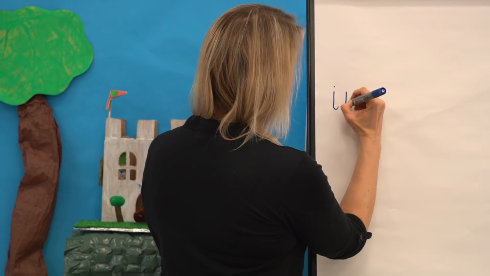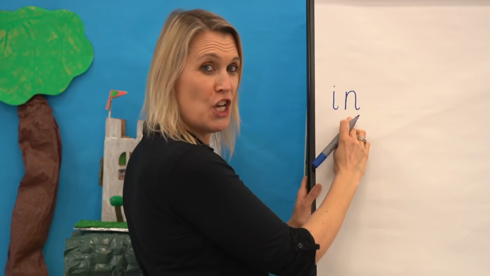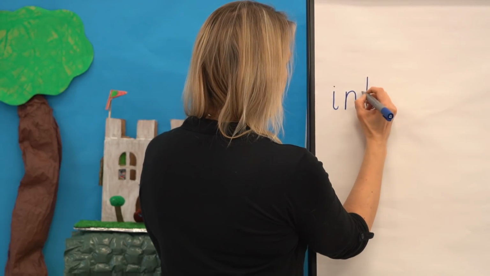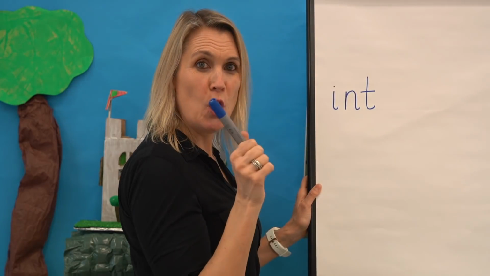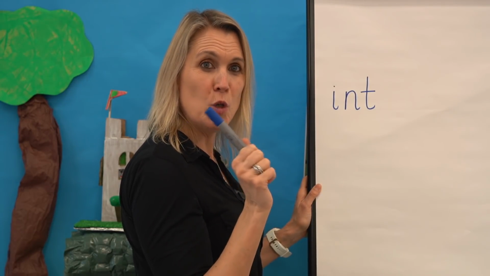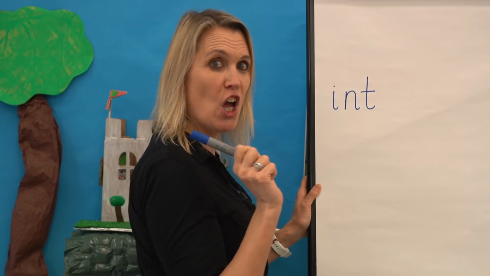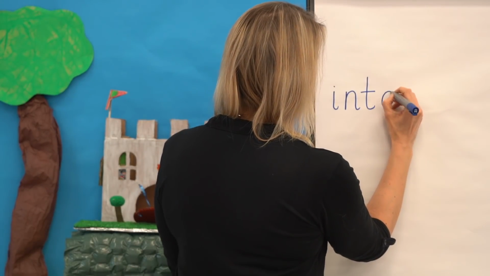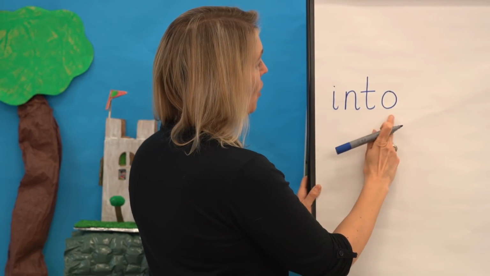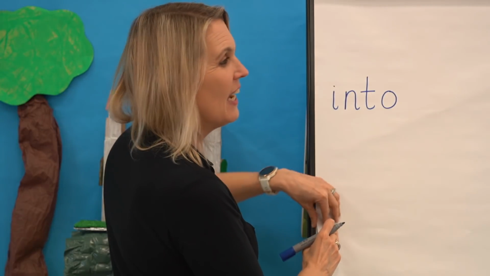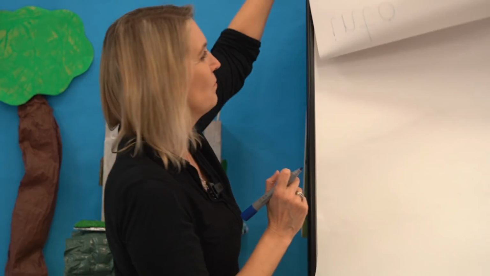I, n, t. Oo is the tricky bit. Remember, the oo sound is written with the letter O. I, n, t, oo, into. Okay, let's hide the word. And you have a go. Say the word. Say the sounds. What's the tricky bit? The oo sound is written with the letter O. Write it down.